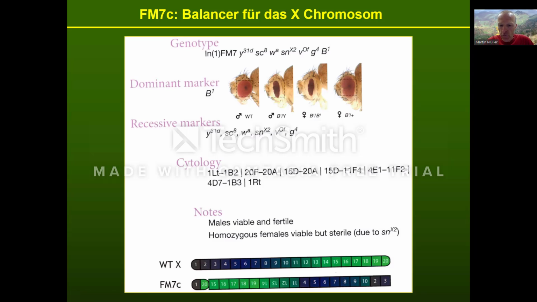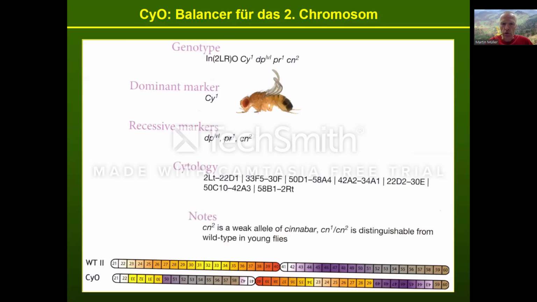chromosome. And to determine these breakpoints, here, here, and so on, people were looking at salivary gland chromosomes to determine these breakpoints. Of course, as I said, this is not very precise, but sufficiently precise for the geneticist of the time. There are balancers for the X chromosome, for the second chromosome, and the third chromosome.